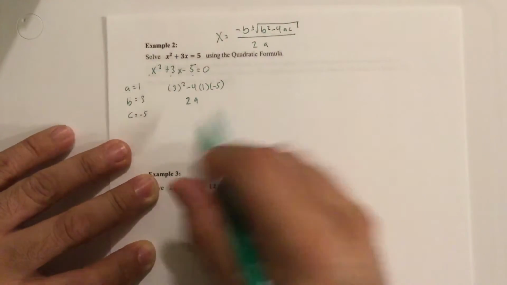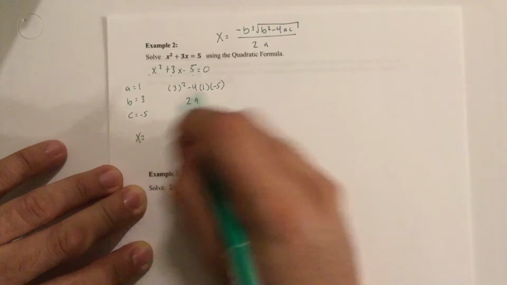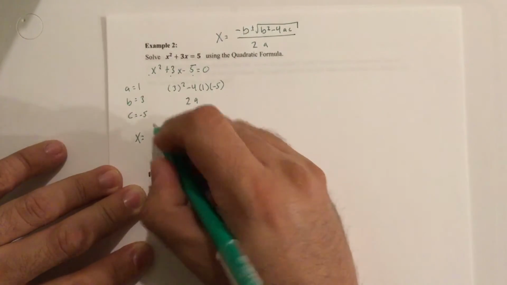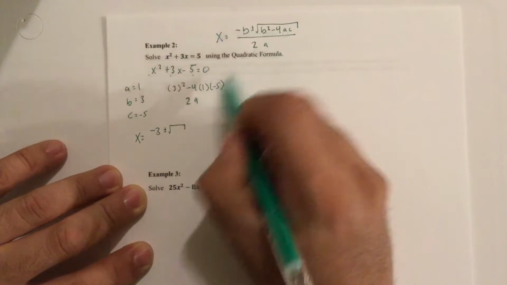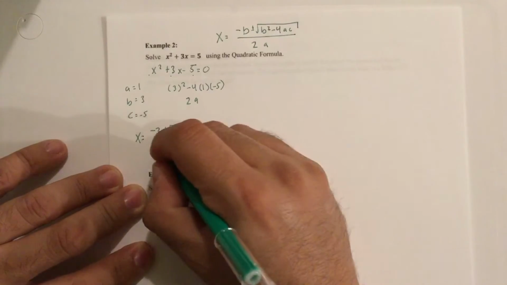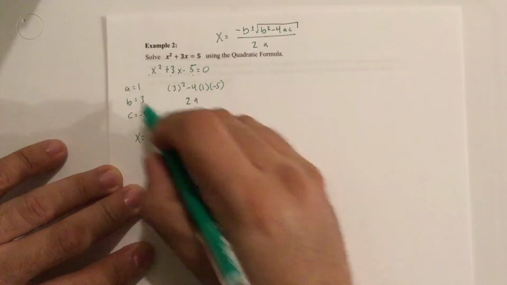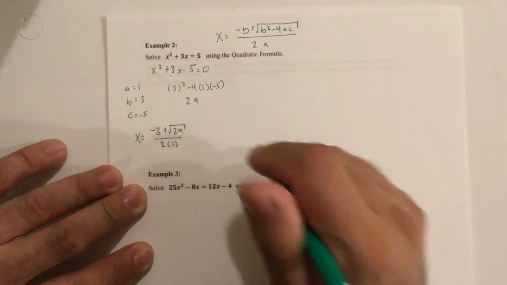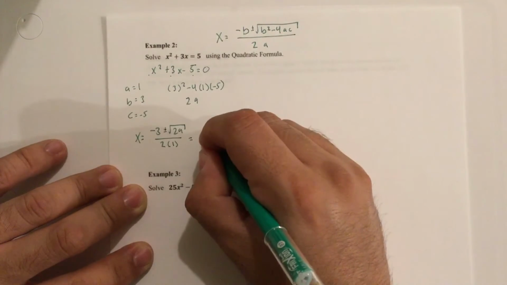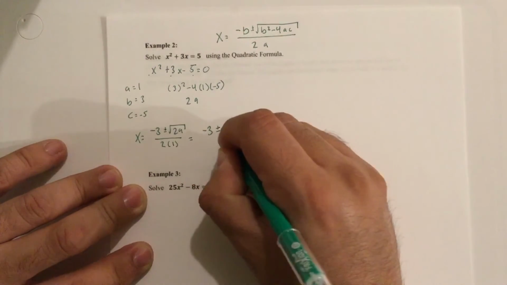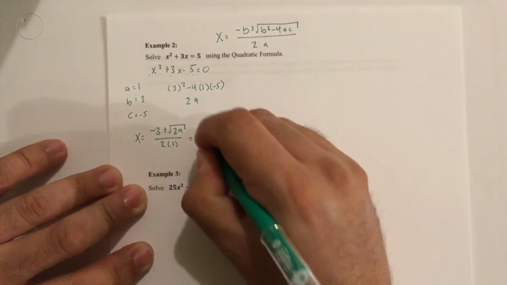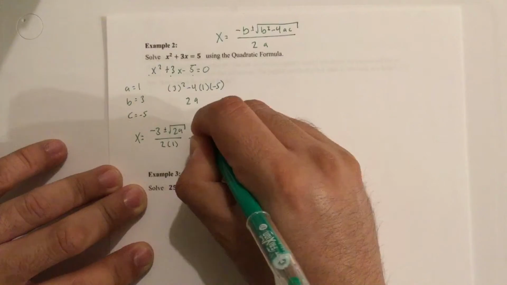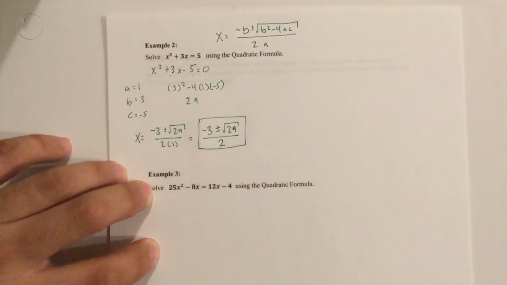All right. So when we work this out, x equals the opposite of b. So the opposite of b is negative 3. Plus or minus the square root of the discriminant, which we figured out to be 29, over 2 times a, so 2 times 1. 29 is a prime number, so we have x equals negative 3 plus or minus the square root of 29 over 2 times 1, which is 2. And this is my final answer, simplified.